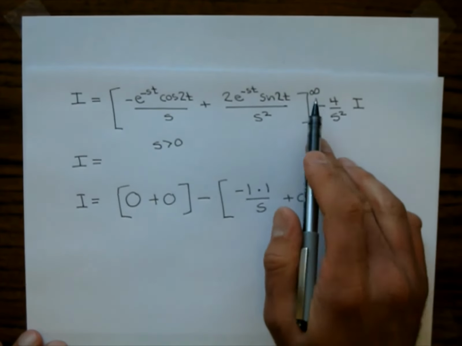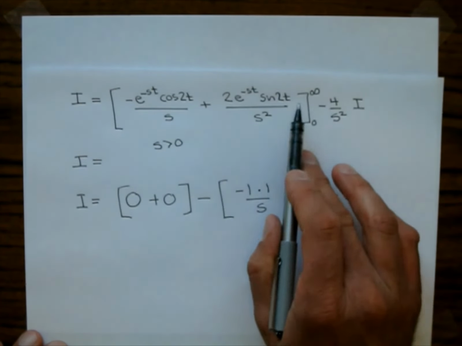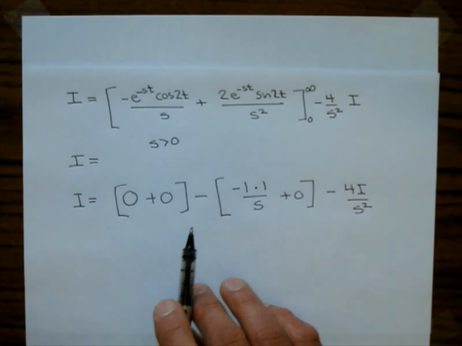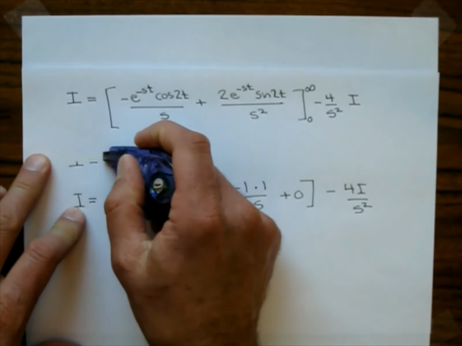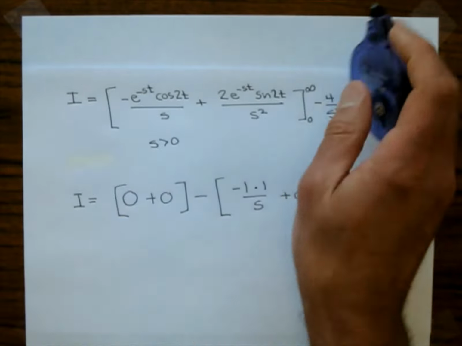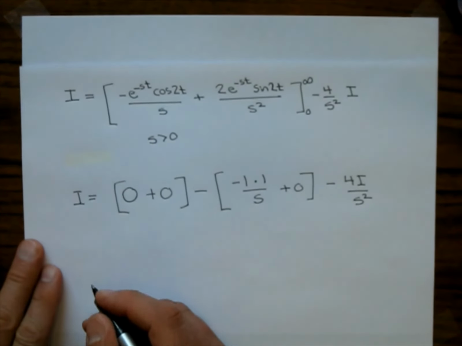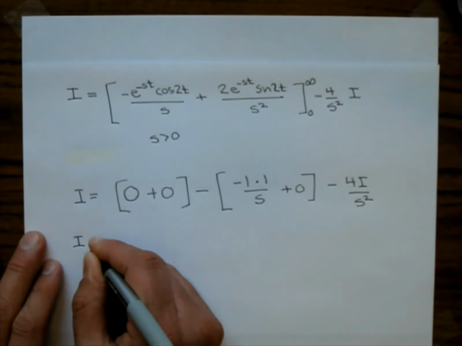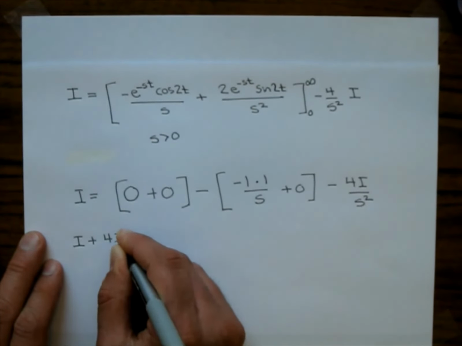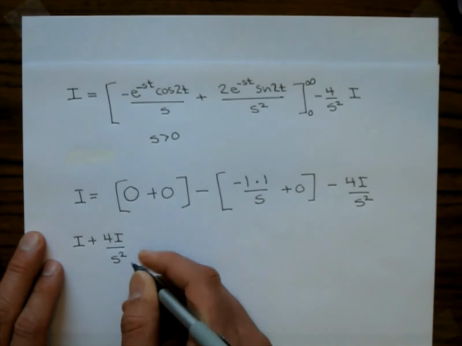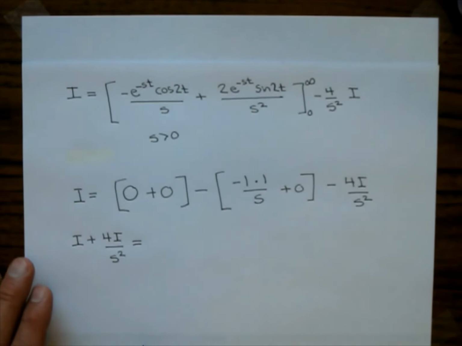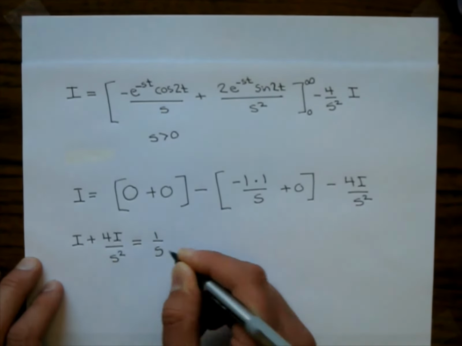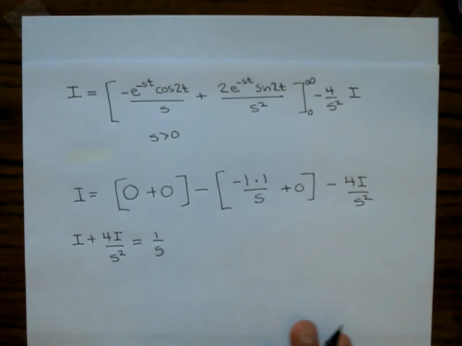Okay, so bottom line is when you put infinity in, on the problems we're doing, you always want the integral to converge. You don't want the integral to go to infinity. Let me fix this up now. Okay, that looks a little better. And so let's bring this thing that has an I to the left-hand side. So I have I plus 4i over s squared. This equals, on the right-hand side, all this becomes is 1 over s.